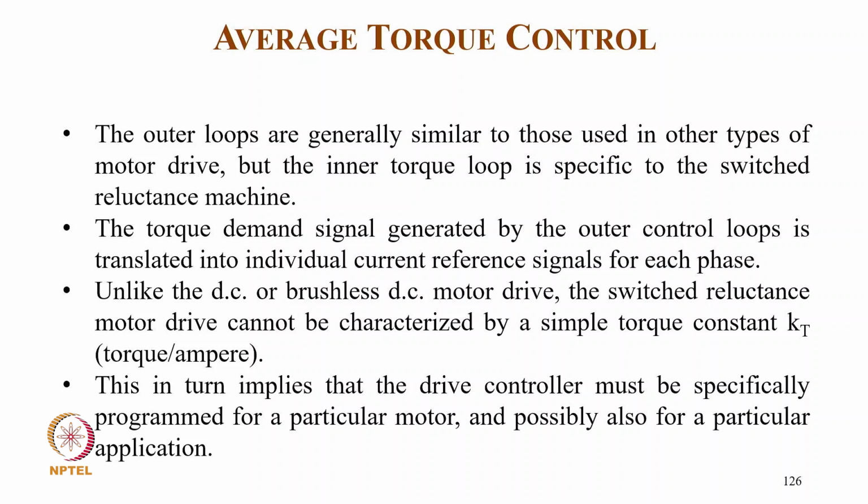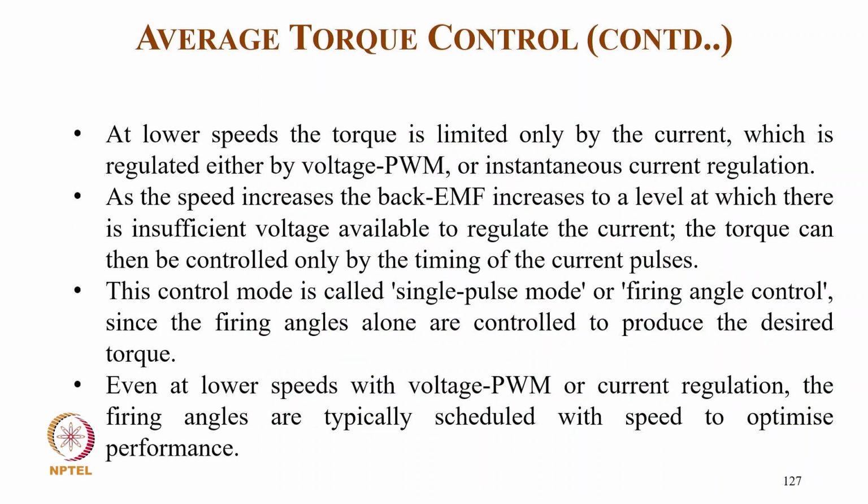The torque demand signal generated by the outer control loop is translated into the individual current reference signals for each phase. And unlike the DC or brushless DC motor, the reluctance motor drive cannot be characterized by a simple torque constant KT and torque per ampere. This, in turn, implies that the drive controller must be specifically programmed for a particular motor and possibly also for the particular application. Now average torque control. At lower speeds, the torque is limited only by the current, which is regulated.